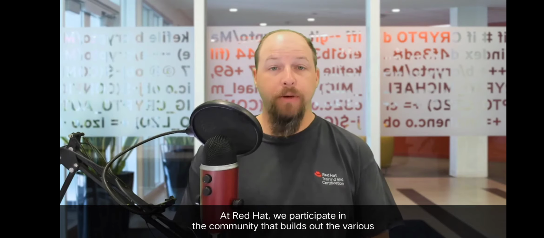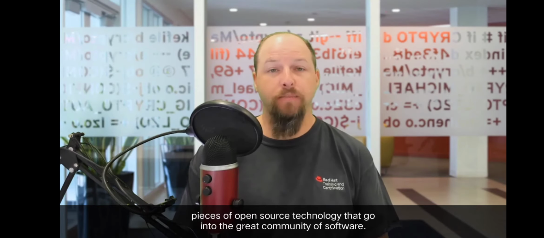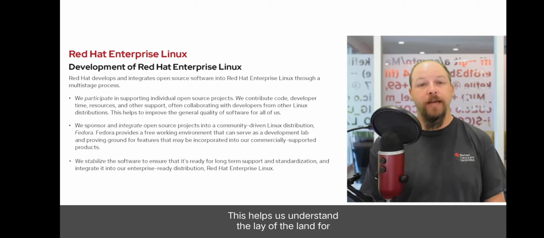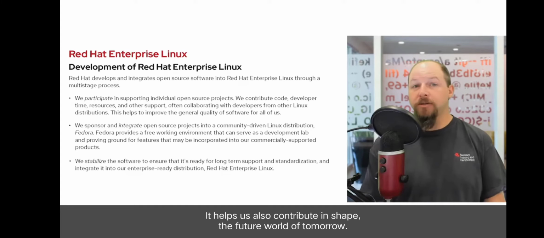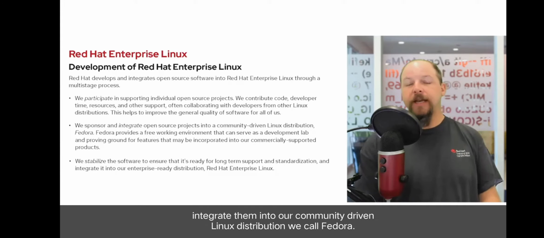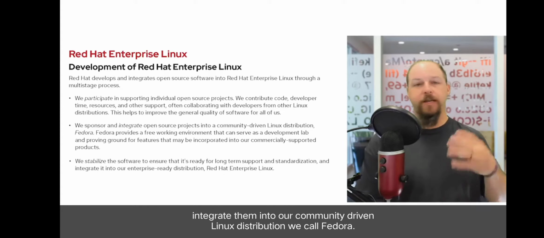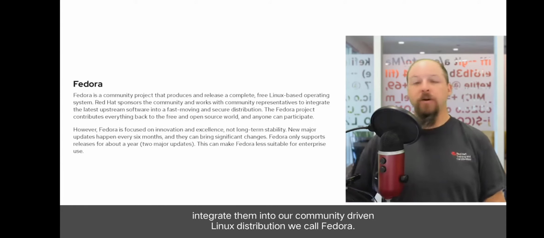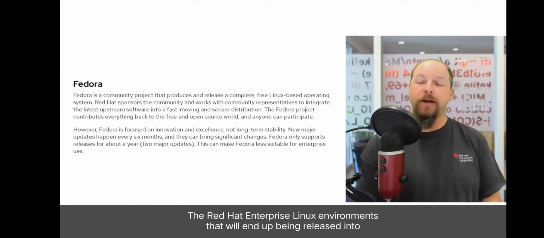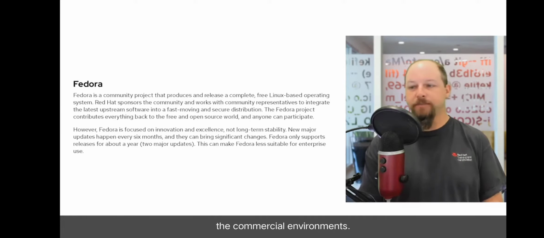At Red Hat, we participate in the community that builds out the various pieces of open source technology that go into the great community of software. This helps us understand the lay of the land for the evolving technologies we see running in the world today. It helps us also contribute and shape the future world of tomorrow. As software matures, we then take those contributions and integrate them into our community-driven Linux distribution we call Fedora. Fedora is a free working environment that allows you to taste test the Red Hat Enterprise Linux environments that will end up being released into the commercial environments.